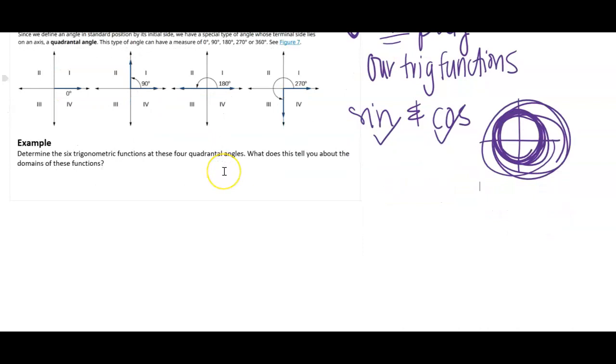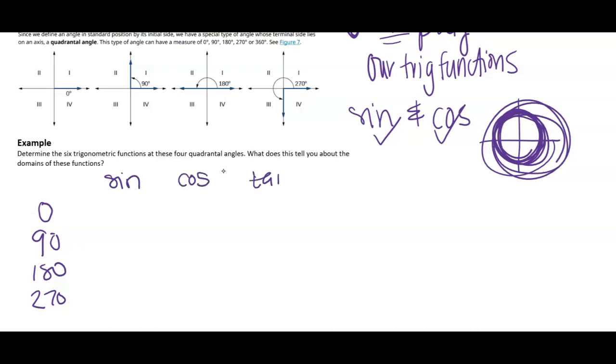Let's go ahead and make a table down here for the 6 trig ratios. So we're going to do 0, 90, 180, and 270, and 0 or 360 just goes back to 0. Now let's do sine, cosine, tangent, cosecant, secant, and cotangent.